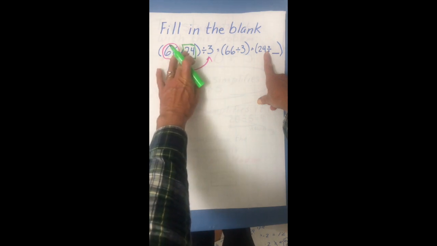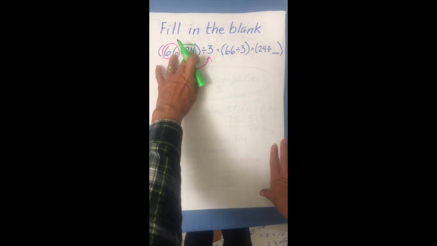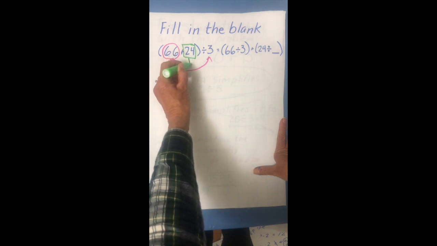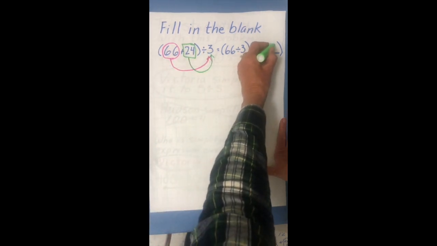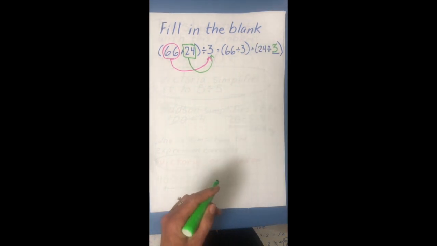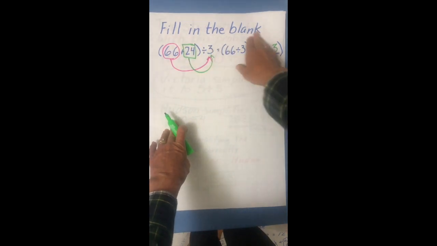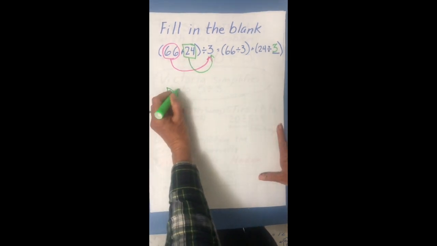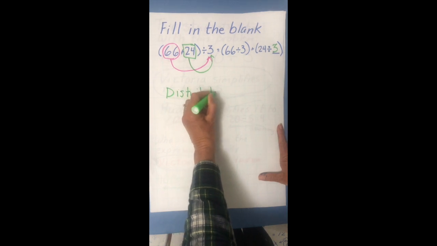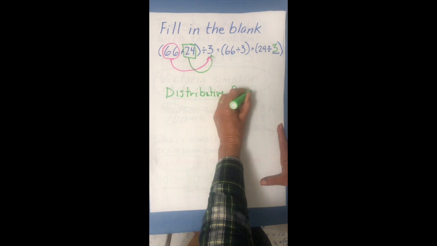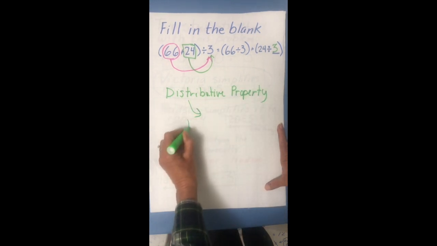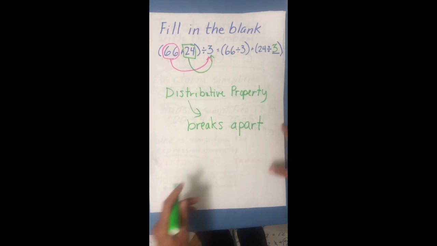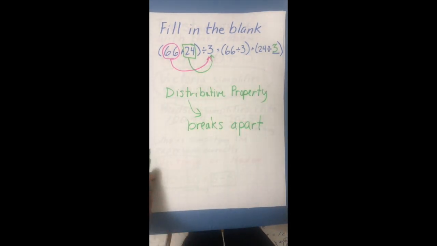Well, it looks like we're just breaking up these two numbers inside the parentheses, and we're dividing them by 3. So I just think you're going to do 24 and divide that by 3. So I'm going to put that here. Okay. Now, all they wanted you to do was fill in the blank, and they wanted you to show that you understood that this is the distributive property. And remember that just breaks apart numbers. So I hope that helps.